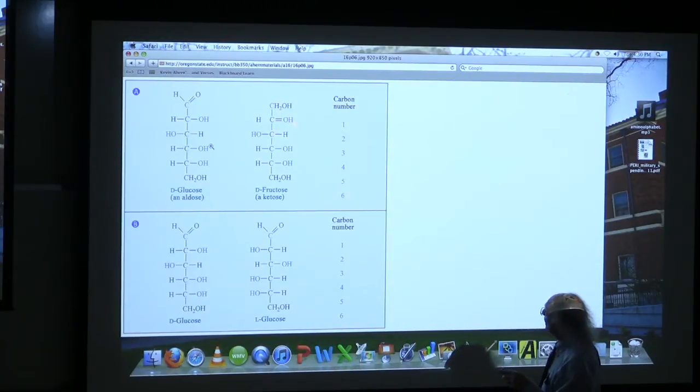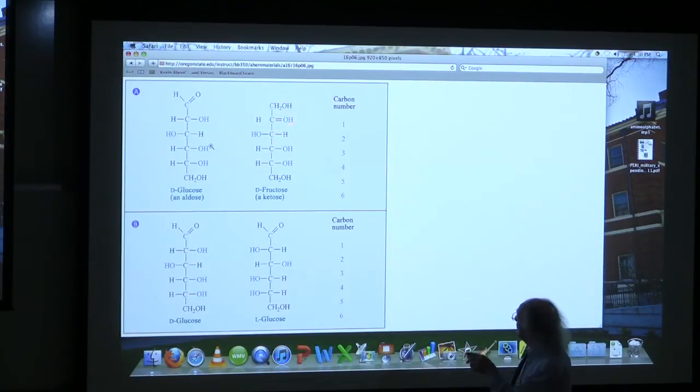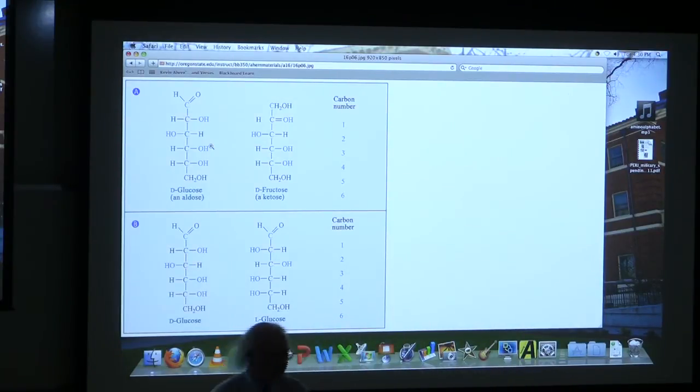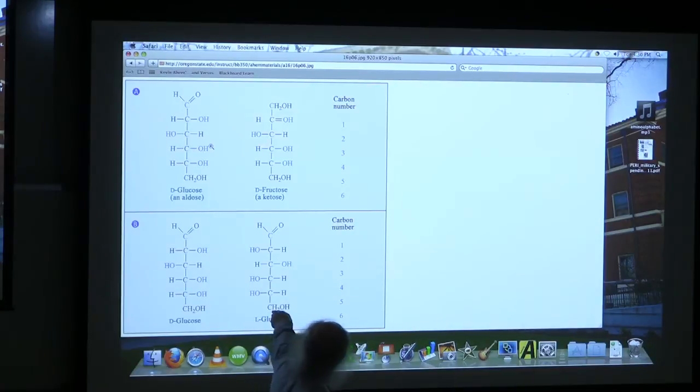And that should be a double bond oxygen. I always don't catch those before I get in here. Double bond oxygen, okay? Not double bond OH. All right. I'll change that. If we look at that, okay, that's an aldehyde, that's a ketone. We call glucose as a consequence an aldose. We call fructose a ketose.